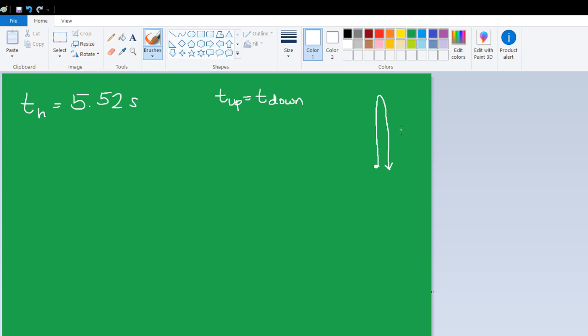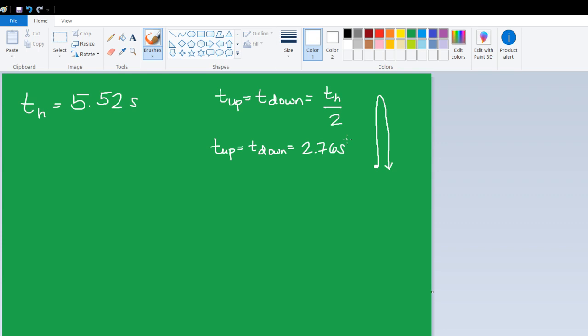Okay, and this in all is just simply the time or the hang time, which is what we got, over 2. So if I get my calculator real quick, again, it's off camera, sorry, because it's Minecraft, I cannot really put the calculator up. So hang time over 2, that's 5.52 divided by 2, that gives me 2.76. Okay, so the time it takes to go up is equal to the time it takes to go down, which is equal to 2.76 seconds.